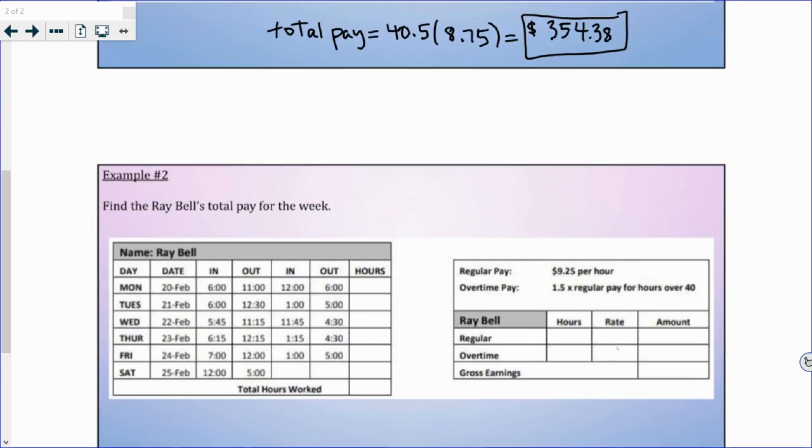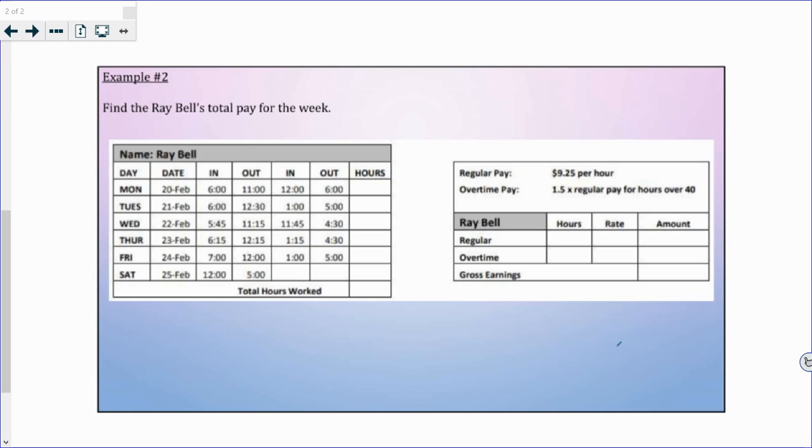All right, let's look at example 2. Find Ray Bells' total pay for the week. All right, so this time we have a chart over here, and we have a chart over here that's going to help us find our gross earnings. Now notice we have overtime pay today. That's something we learned about in the last section.